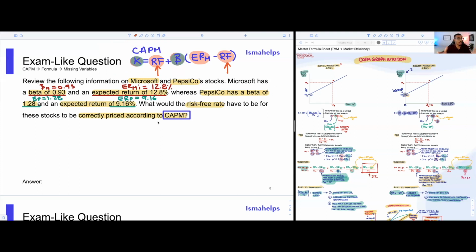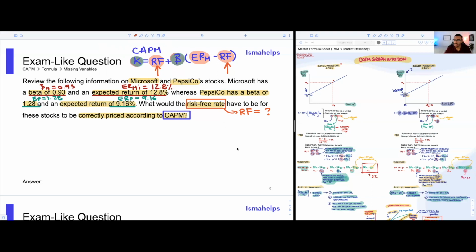I guess there's a problem in grammar, but that is common on your exams. The wording is going to be kind of strange. So what does the risk-free rate have to be in order for these assets to be correctly priced? So we're solving for the risk-free rate. We're solving for a particular risk-free rate, a unique risk-free rate, the one that's going to allow for these two stocks to be correctly priced according to the CAPM. Now, what does that even mean? Well, I'll tell you what this means.